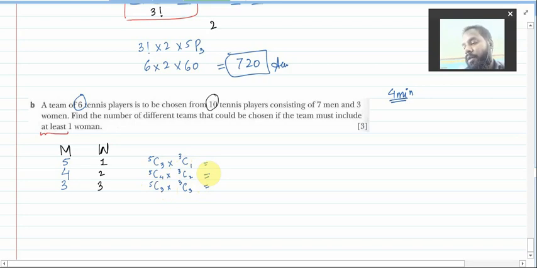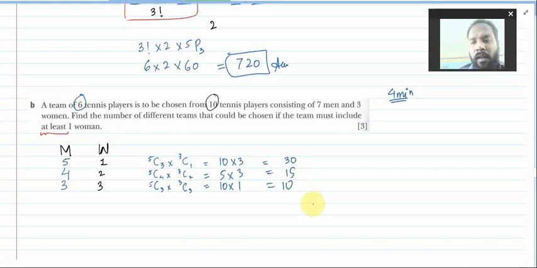So 5 combination 3, it's 10, and 3 combination 1 is 3. 5 combination 4, it's 5, times 3 combination 2, it's 3. Last one, 5 combination 3, it's 10, and 3 combination 3 is 1. So 10 3s are 30, 5 3s are 15, and 10 1s are 10.